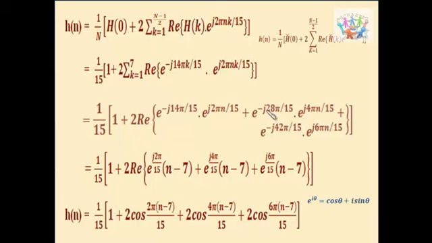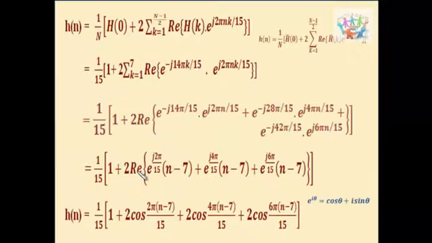Similarly, from these two values, we can take e power j 4 pi by 15 and inside we will get n minus 7. Similarly, for these two terms, we will have e power j 6 pi by 15 into n minus 7. We have the formula e power j theta is equal to cos theta plus j sin theta. So, over here, we are using only the real part. So, we can omit the j sin theta, which is the imaginary part. So it will be cos theta, and over here theta value is nothing but 2 pi by 15 into n minus 7. So substituting this formula over here, we will get this equation.